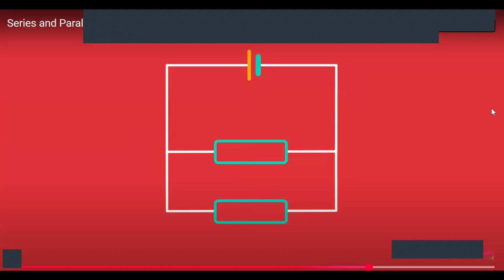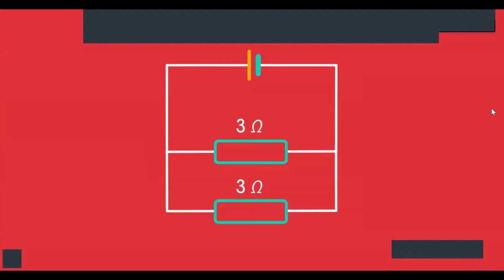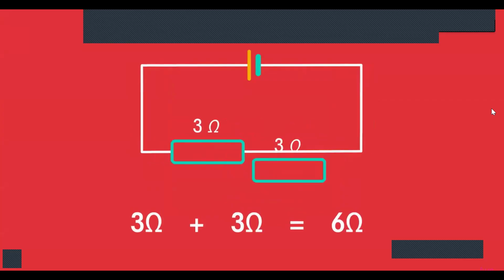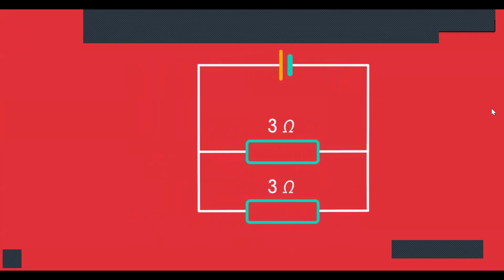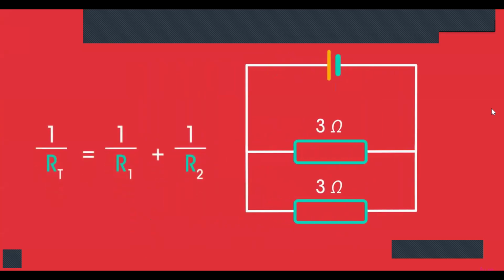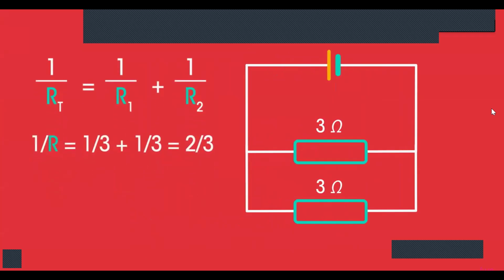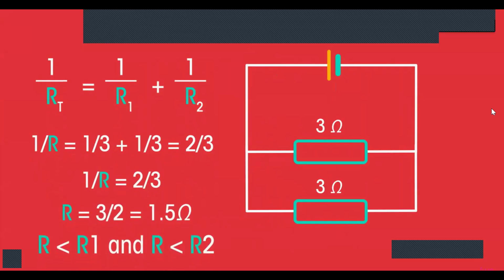When resistors are in parallel, things work out a bit different. Look at this circuit. If these two resistors were in series, then their combined value would be 3 ohms plus 3 ohms equals 6 ohms. But when in parallel, we use this formula. In this example, if 1 over R equals 2 over 3, then R equals 3 over 2 equals 1.5 ohms. The total resistance is lower than each individual resistor.